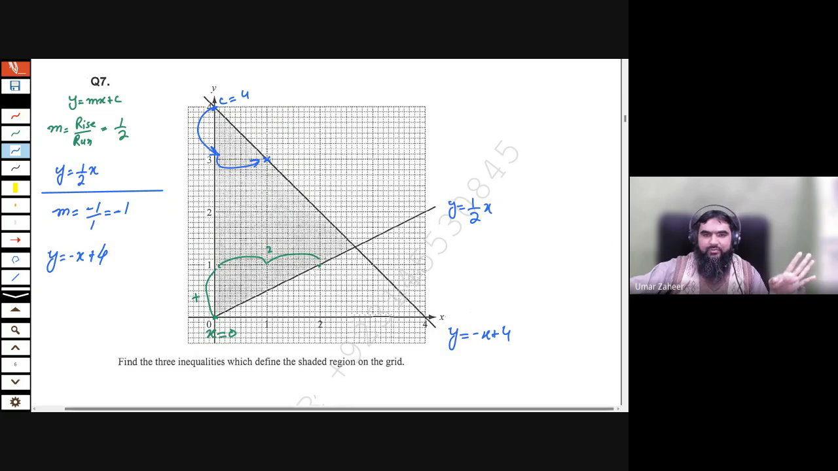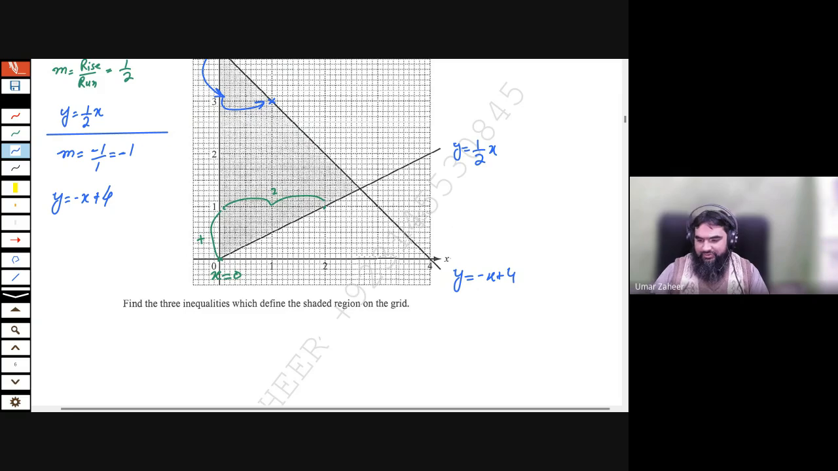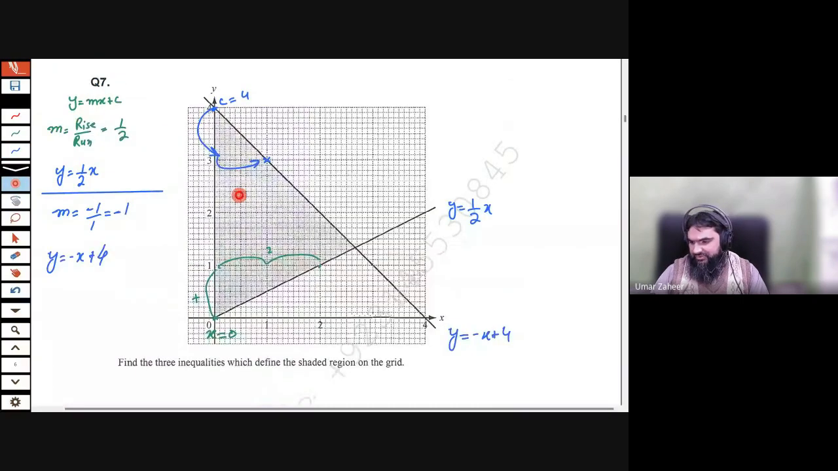How to make the equation of a straight line? We already did it in coordinate geometry. Yes, anyone having a question till here? No, sir. Now we have the equations. Now we have to find the region. For the region, obviously we have to look here, this is the line. The region is towards the right side.